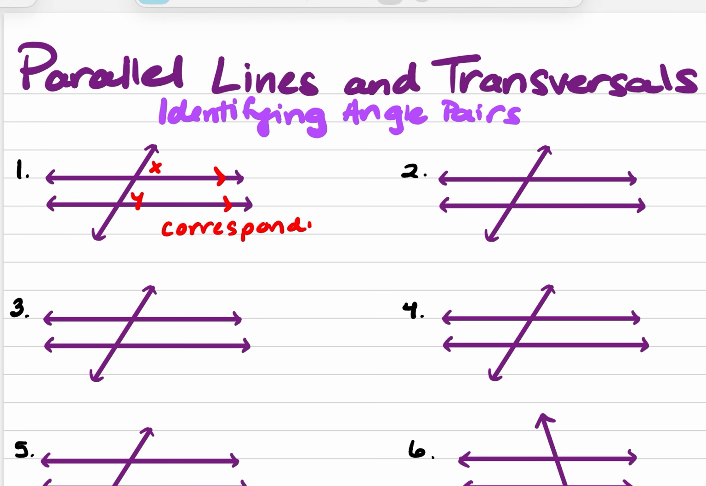Because the lines are parallel, we can say that angle x is congruent to angle y, and that's because if you were to translate x to y or y to x, those angles would sit right on top of each other.